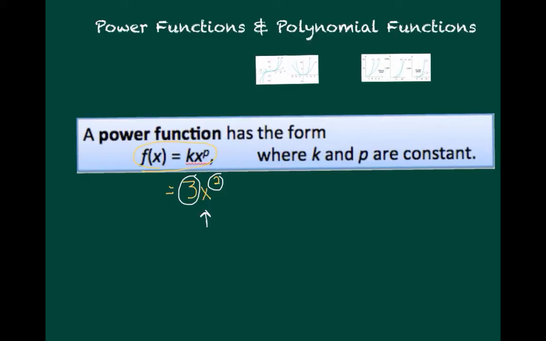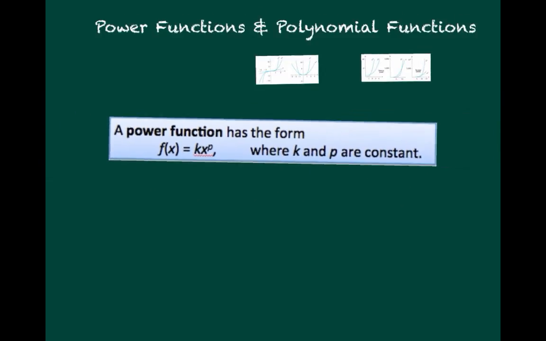Other examples of a power function would be 1/2 x to the 5th, or maybe even negative 8 x to the 7th. But in each case, the exponent is a positive integer, it's not a variable, the base is our variable, and the coefficients are any old number. They can be positive, negative, you name it. But as long as the exponents are positive whole numbers and the base is the variable, you have a power function.